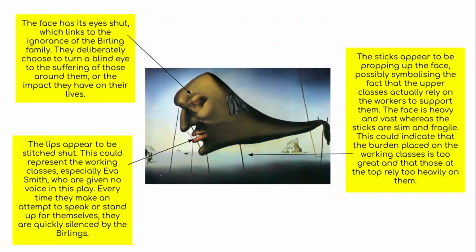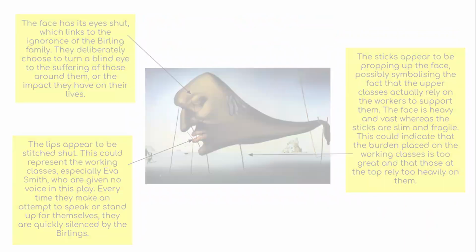Of course, when Eva Smith arranges the strike and she and a lot of the other workers don't go in, Birling starts to lose money, which is why he's so scared of things like strikes and socialism. The face is also heavy and vast, whereas the sticks look pretty fragile to me, and this could suggest that the burden being placed on the working classes is too great, and that those at the top rely too heavily on them, and also that there is every chance that they could break at any point.